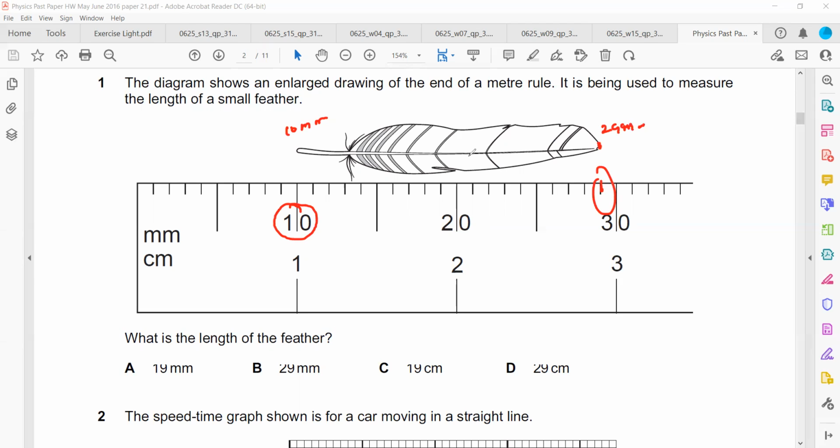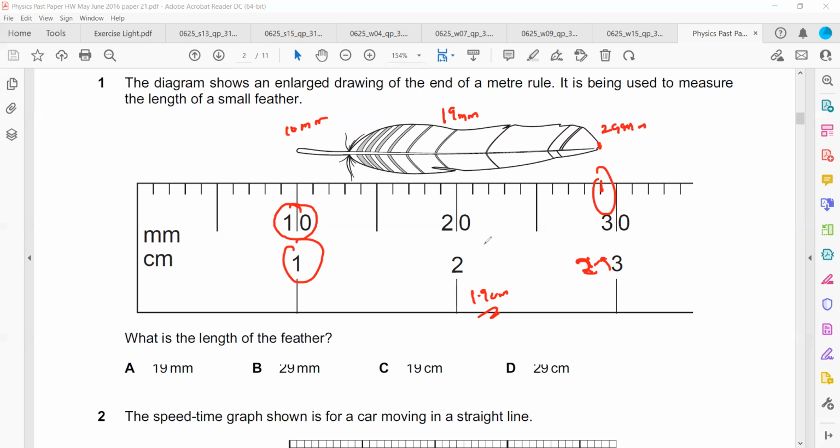In terms of millimeter, starting from 10 and ending at 29, from 10 to 29 means it is 19 millimeter. Or in terms of centimeter, it starts with 1 centimeter and ends at 2.9. So starting from 1 and ending at 2.9, in terms of centimeter, it should be 1.9 centimeter. Or 19 millimeter, you convert into centimeter, divide by 10, so it will be 1.9 centimeter. So either 19 millimeter or 1.9 centimeter should be the right answer.